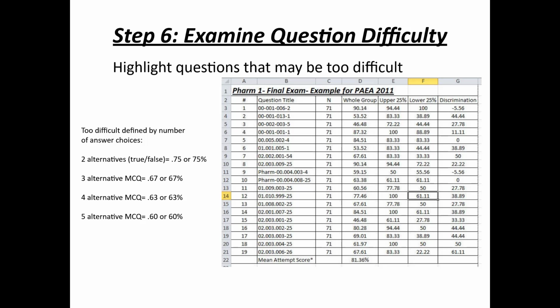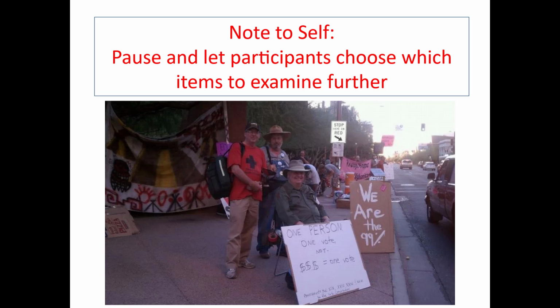With three alternatives, you look at 67%, four alternatives, 63%, and five alternatives, 60%. So since most of my tests are five alternatives, I keep 60% in my head, and that's what I'm primarily looking for.